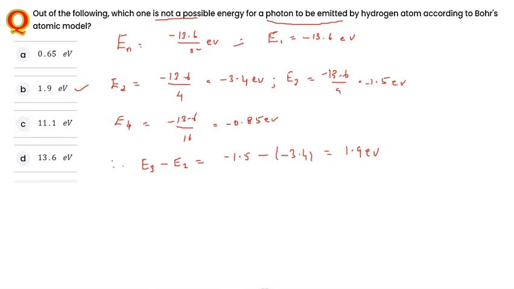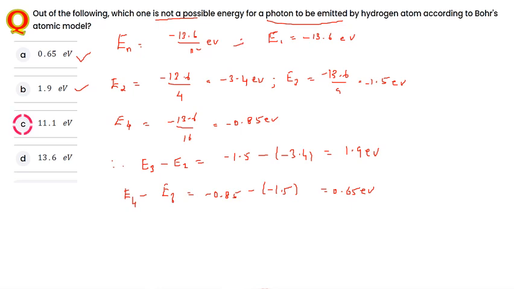Similarly, the second one. For example, if I take E4, it will go to E3 or E2. Now take E3. The E4 value is minus 0.85 electron volt, minus E3, which is minus 1.5. So you are going to have 0.65 electron volt. Do we have 0.65? Yes, the first option has it. So that is also possible.